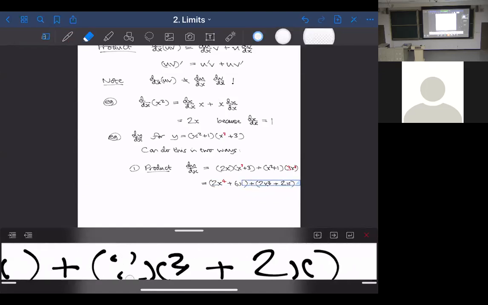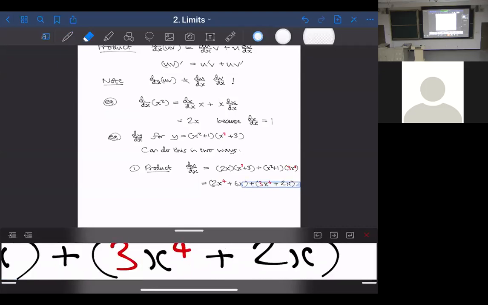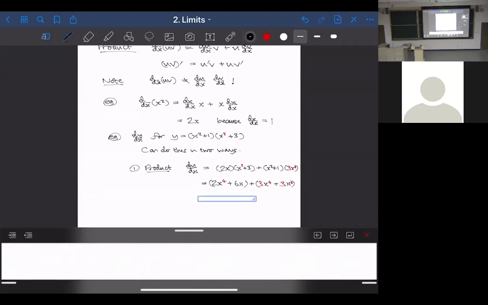So now I want 3x to the 4 and 3x squared. Okay. And then I get 5x to the 4 plus 3x squared plus 6x. Great, that's what I was expecting.